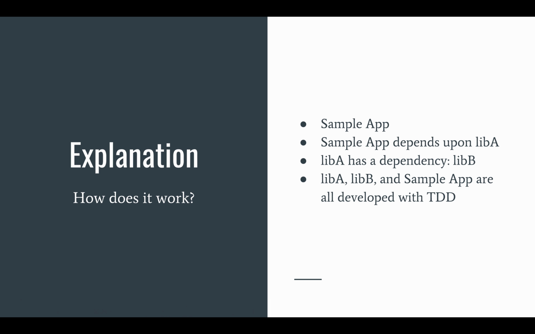For the explanation, I'm going to assume we're writing an app called Sample App. We have a sample app that depends upon library A. We need to use library A as a dependency. It's a library someone else wrote. Library A itself has a dependency, library B.